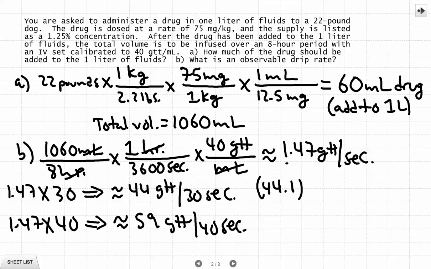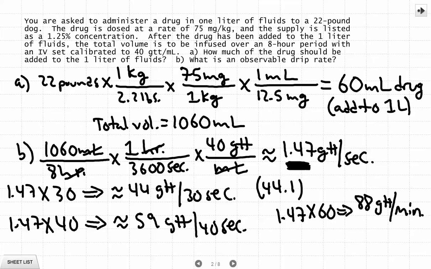So we started off with something that was a unit rate, number of drops in 1 second, which clearly we're not going to observe. And again, we just had to finesse it a little bit. See what happens in 30 seconds, see what happens in 40 seconds. You could also go all the way to a minute. Just multiply the 1.47 by 60. If you do that, you get 88.2, or about 88 drops per minute. So if you want to stand there for 60 seconds and see if 88 drops go by, that's perfectly fine as well.